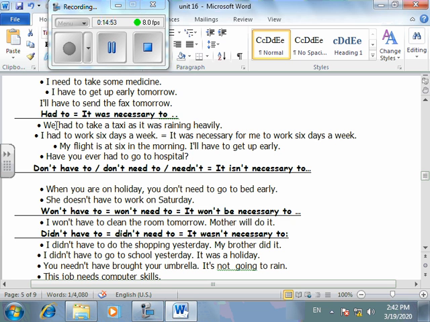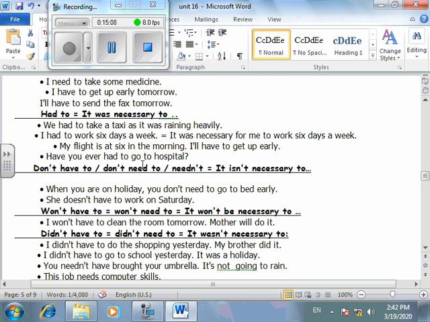Take care, had is followed by to. I had to work 6 days a week. It was necessary for me to work 6 days a week. I am talking about the last week. My flight is at 6 in the morning. I will have to get up early. This is a future one.